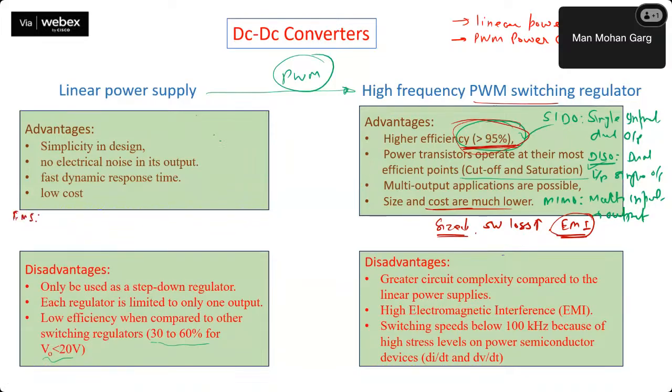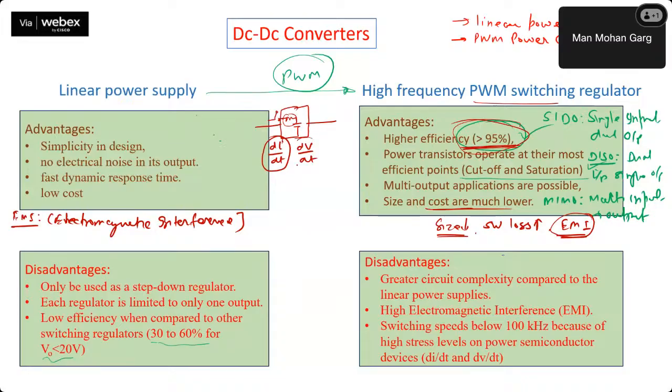So these EMIs are called electromagnetic interference. So what happens when this converter is operating over here? Some inductor current will be there, right? And when this switch is operating, there will be some switching transient across this, which we call di by dt and dv by dt, right?